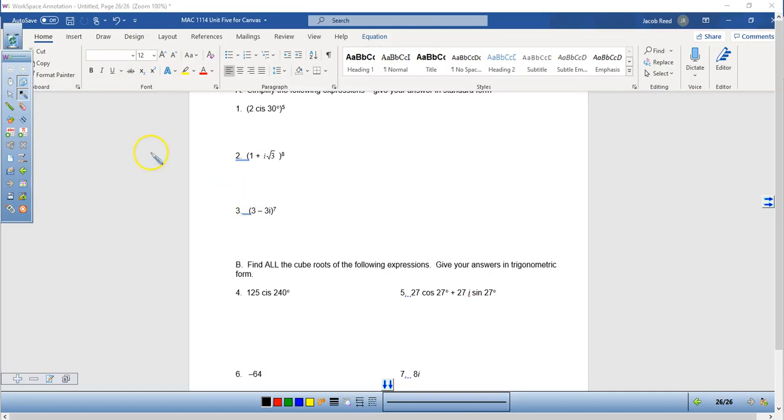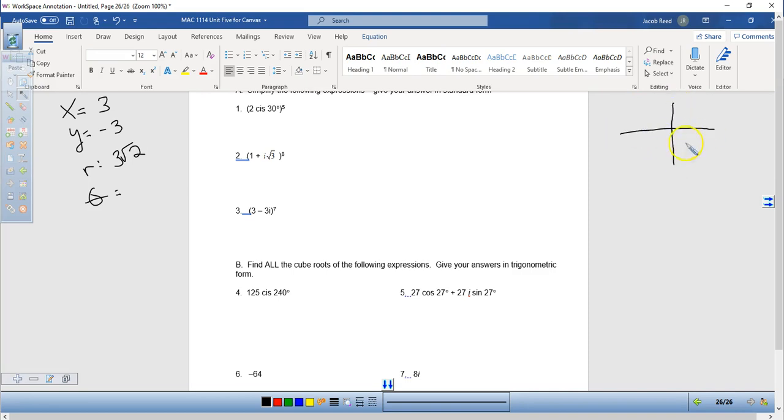Number 3. Yet again, we have to convert. So we have x, y, r, theta. x is 3, y is negative 3. That means r is 3 root 2. Theta, think about theta, tangent has to be negative 3 over 3 or negative 1 over 1. So y is negative, x is positive. We're talking about the fourth quadrant, negative 1 and 1. That makes this 315 degrees.